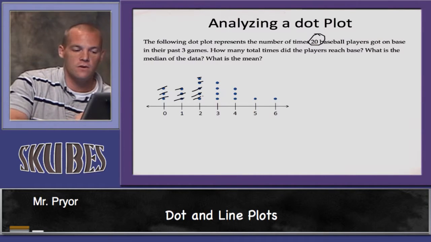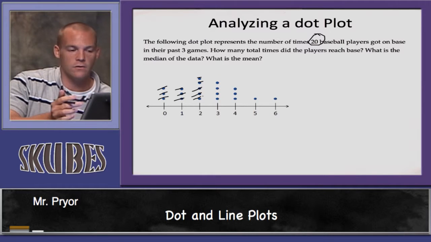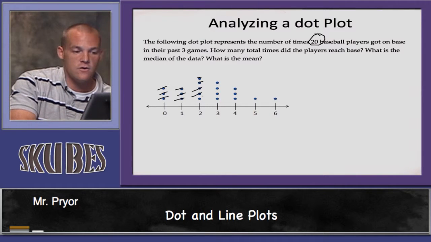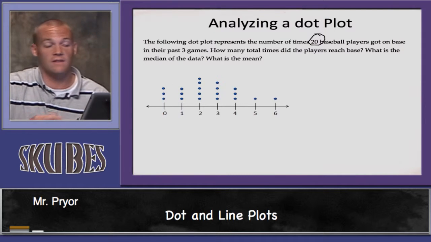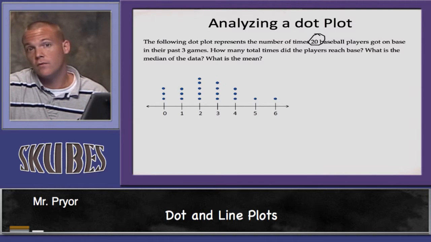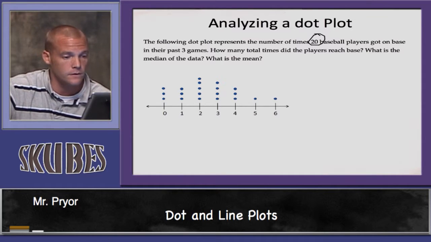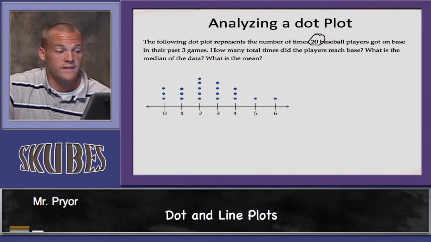Now just keep in mind though, you can always list these out in numerical order starting with 0, and you can actually list them by number instead of dots, and you can find the median that way as well. It's already done here for you, but if you're more comfortable doing that, you can do that. All right. What is the mean?